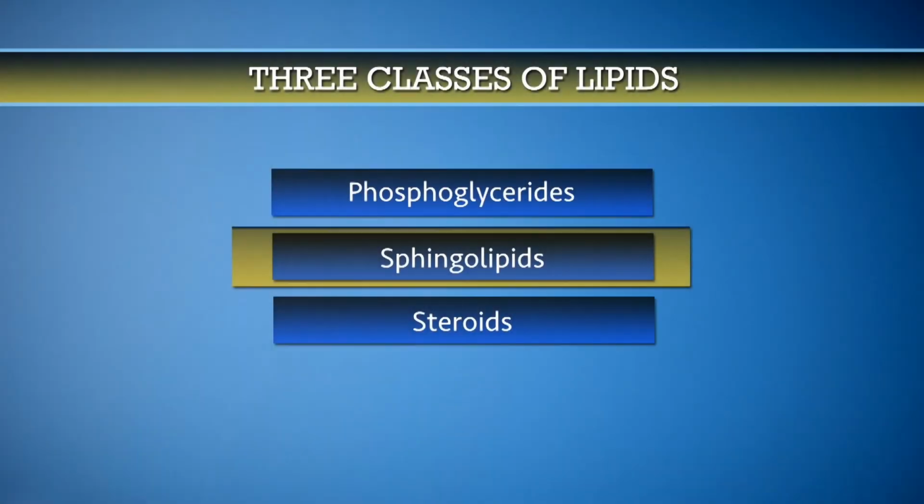The second group are the sphingolipids. These are another class of membrane lipids derived from sphingosine, an amino alcohol with a long hydrocarbon chain. They contain a long chain fatty acid attached to the sphingosine amino group. The most abundant sphingolipid is sphingomyelin, which contain phosphocholine attached to the terminal hydroxyl group of sphingosine.